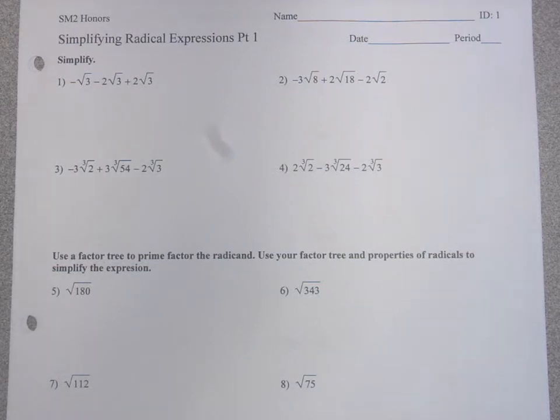We got this Simplifying Radical Expressions Part 1 assignment, so let's jump in and take a look. The first four problems are kind of like combining like terms. Very similar idea. A lot of times with radicals, which is something that has a root, you get irrational numbers.